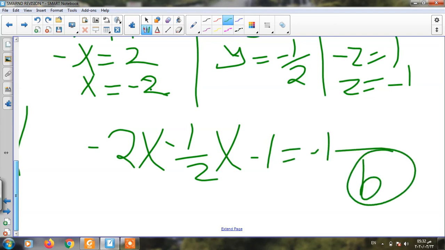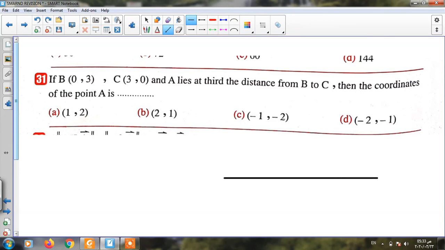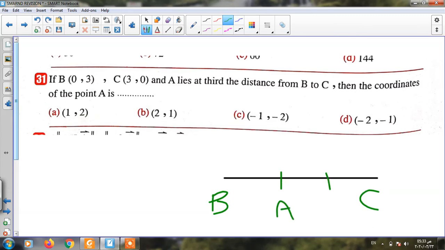The next question has points 0 and 3, and C is 3 and 0. A lies a third of the distance between B and C. Look carefully. If you have a straight line and we put A at a third of the distance, this is B and this is C, and A will be a third of the way. So this part will be 1 and this will be 2. Then A divides BC in the ratio 1 to 2 internally.